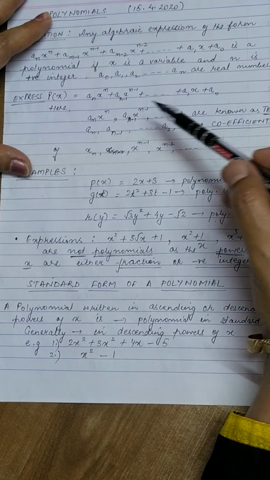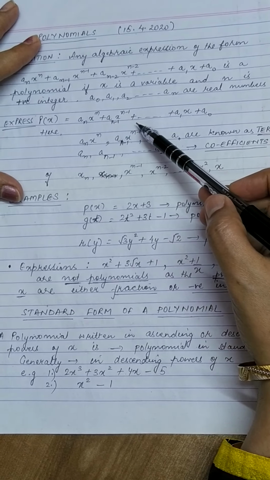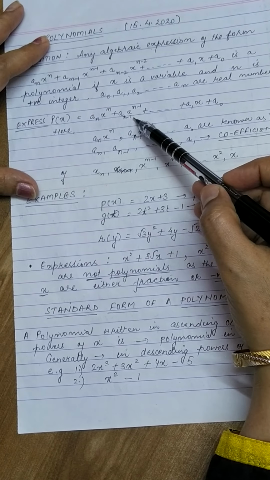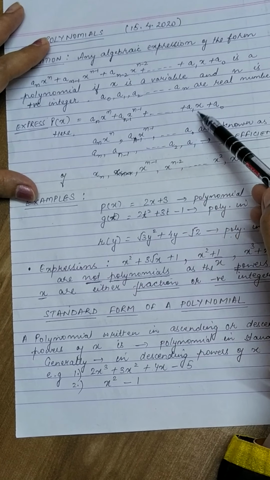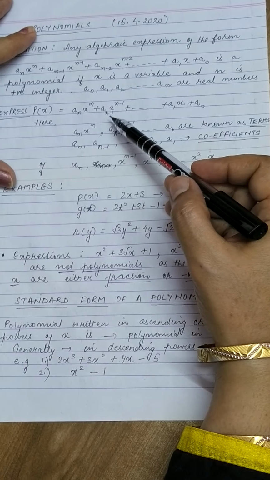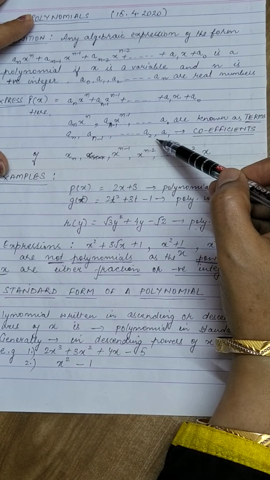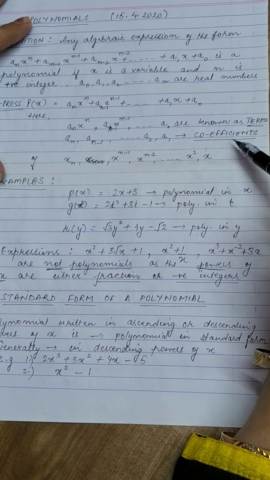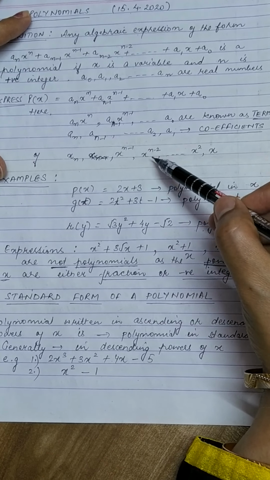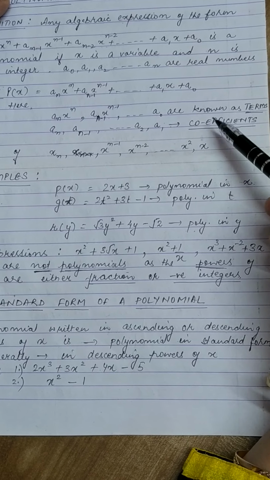In this expression, a n x to the power n, a n minus 1 x to the power n minus 1, up to a1x, all these are called the terms. And a n, a n minus 1, a n minus 2, a2, a1, all these are called the coefficients of x to the power n, x to the power n minus 1, x to the power n minus 2, and so on, x square and x. So this is an expression.